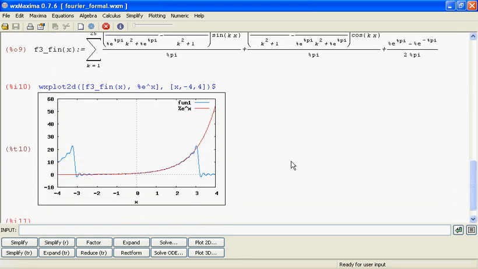As you can see, if we plot e to the x as well as f3 underscore fin of x from negative 4 to 4, we have a function that approximates e to the x very nicely. You can also note in this image the periodicity of our Fourier series. We go from negative pi all the way to pi before starting to repeat.